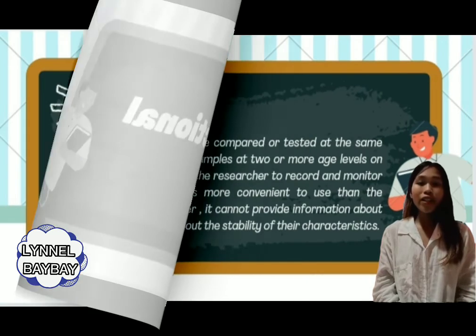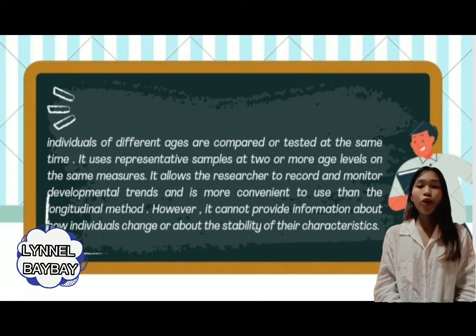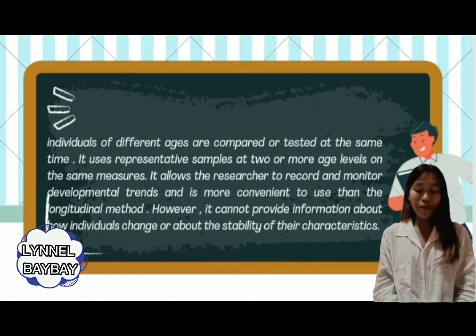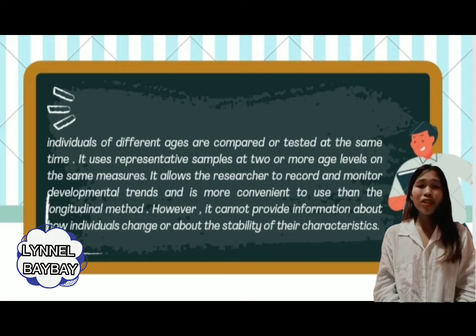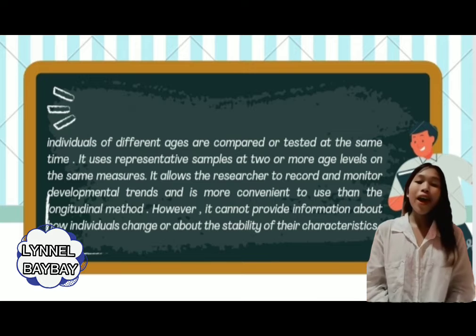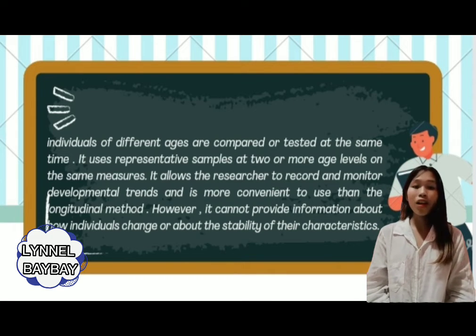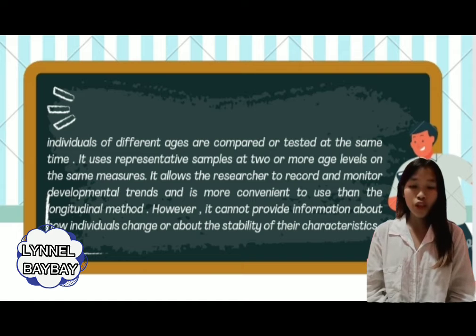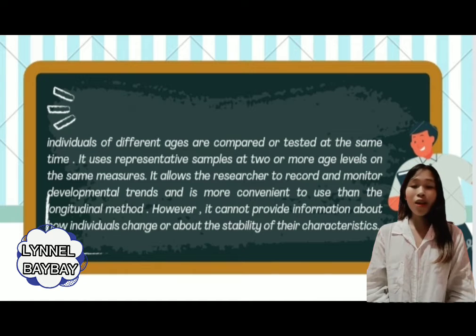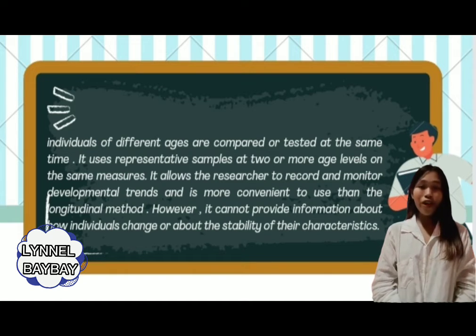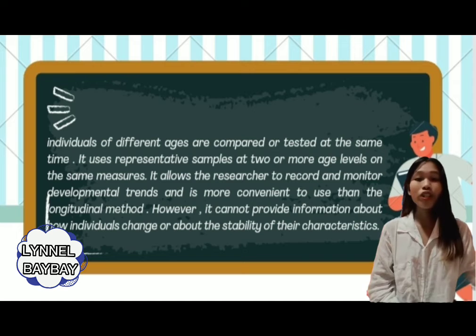Cross-sectional method: individuals of different ages are compared or tested at the same time. It uses representative samples at two or more age levels on the same measures. It allows the researcher to record and monitor developmental trends and is more convenient to use than a longitudinal method. However, it cannot provide information about how individuals change or about the stability of their characteristics.